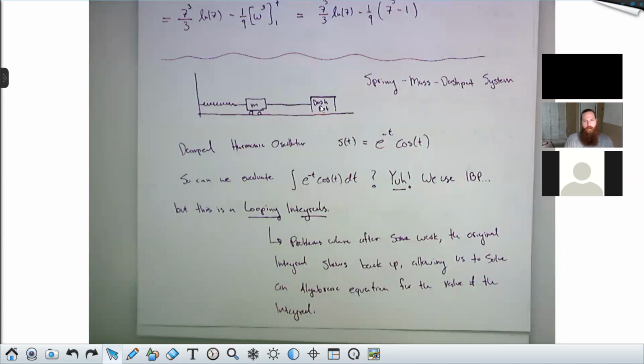The most famous one is called the damped harmonic oscillator. The most common way of writing that is something like this. But you could have like e to the minus 10t times cos 5t, or e to the minus 0.1t times cos pi t, anything like that. When you integrate things like that, they will always be looping integrals. Looping integrals we solve with integration by parts, and then some clever algebra.